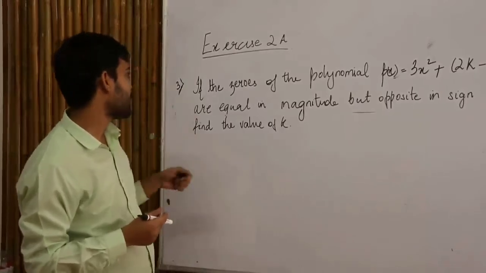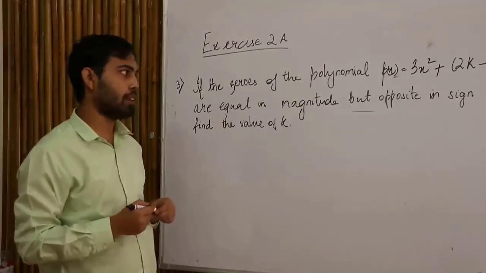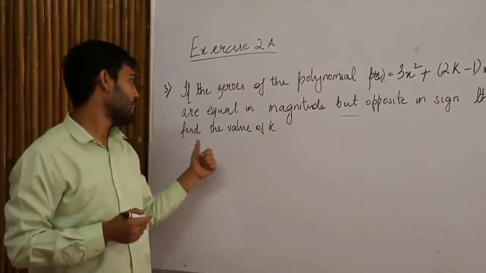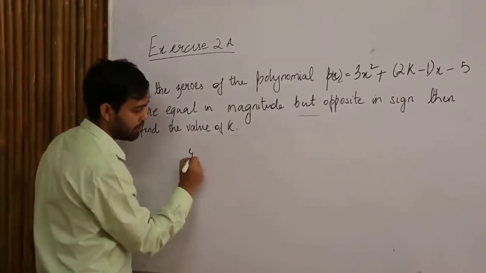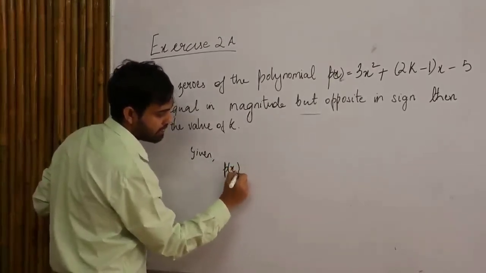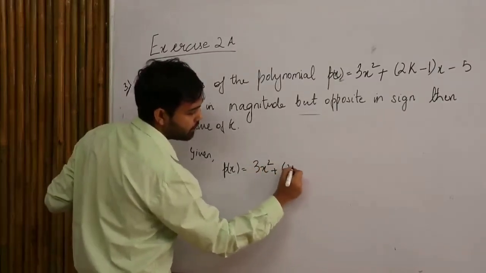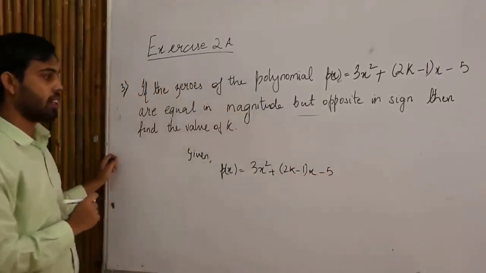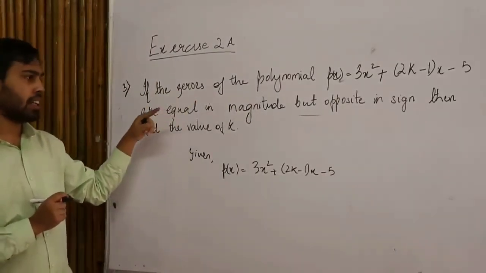Okay, so I am doing the next question, which is question number 3 from the same exercise. The question states, if the zeros of the polynomial, they have given me this polynomial, are equal in magnitude but opposite in sign, then find the value of k. So first of all, what is the given polynomial? Given p of x is equal to 3x squared plus (2k minus 1)x minus 5.